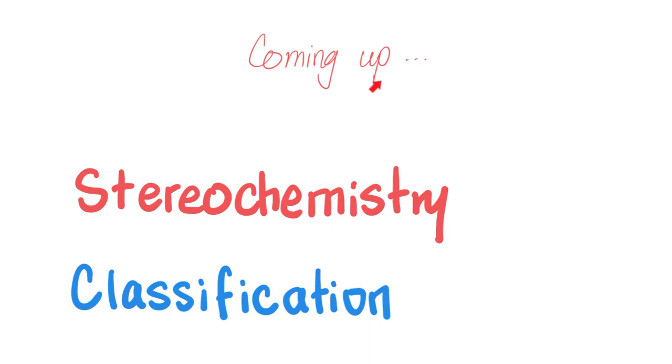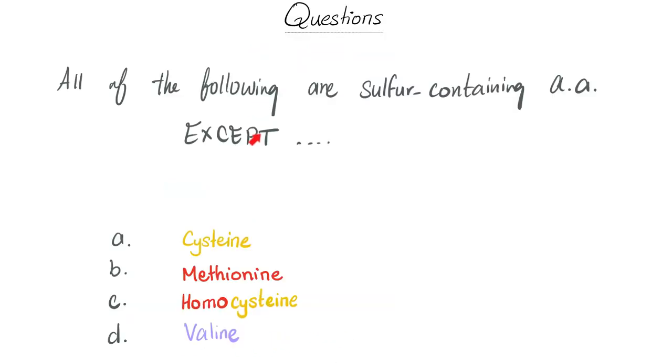Coming up in the next video, we'll talk about stereochemistry. What does it mean to rotate around the plane polarized light? You can rotate to the left, called levo, and you can rotate to the right, called dextro. We'll also talk about classifications of these doozy amino acids. Question of the day is here. Try to answer it and you'll find the correct answer in the next video.